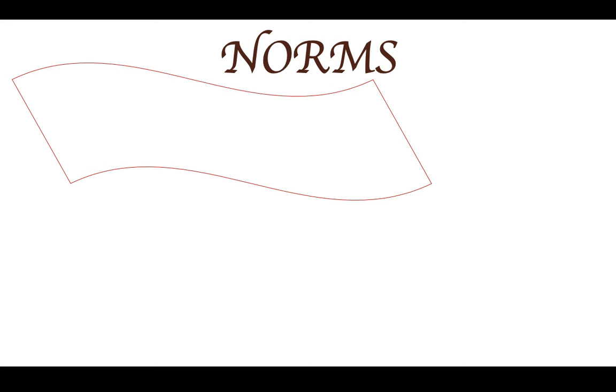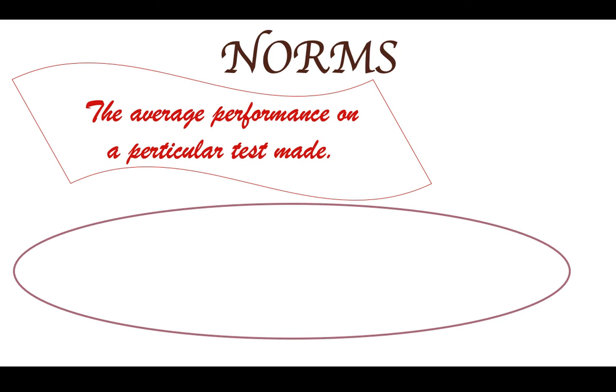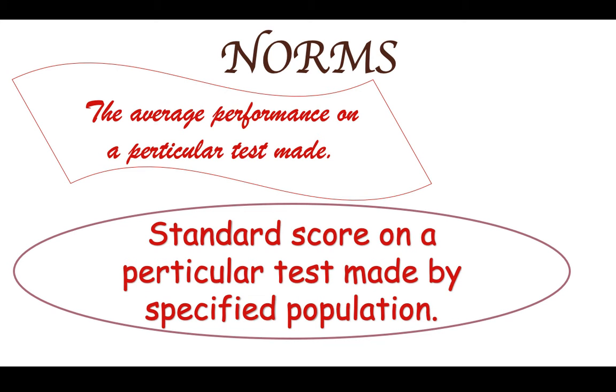In the words of the American psychologist Thorndike and Hagen, norms are the average performance on a particular test made by the standardization sample. Freeman defines a norm in measurement as an average or standard score on a particular test made by a specified population. Norms are a representation of average performance based on the results of testing a specified group of students. It's a device of transforming raw scores into standard scores in a group.